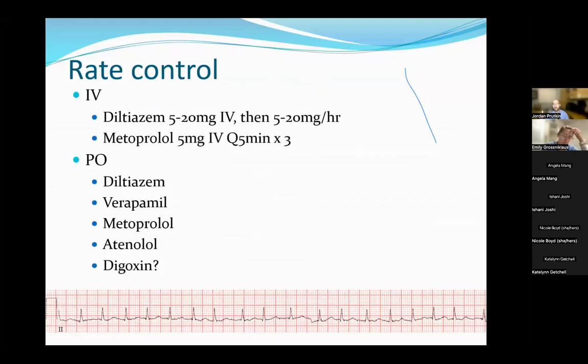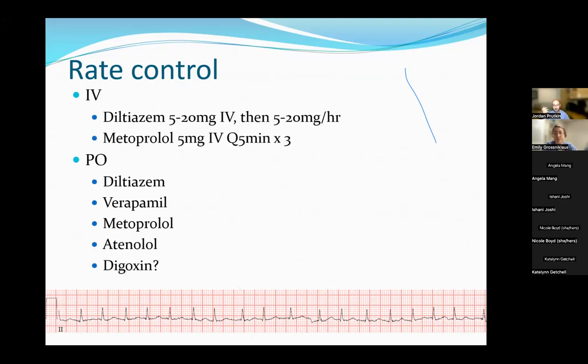So if you do want to do something, the most common thing that you're going to end up doing is giving IV diltiazem. You'll usually use a bolus somewhere between 5 and 20 milligrams IV, and then you'll start a drip usually at 5, and it can be titrated up to 20 milligrams an hour. And diltiazem is usually the drug that's preferentially used from an IV form, just because it can be given on the floor and you don't need to be in an ICU. So in an ICU, you might want to use esmolol instead, but you can't do that on the floor.